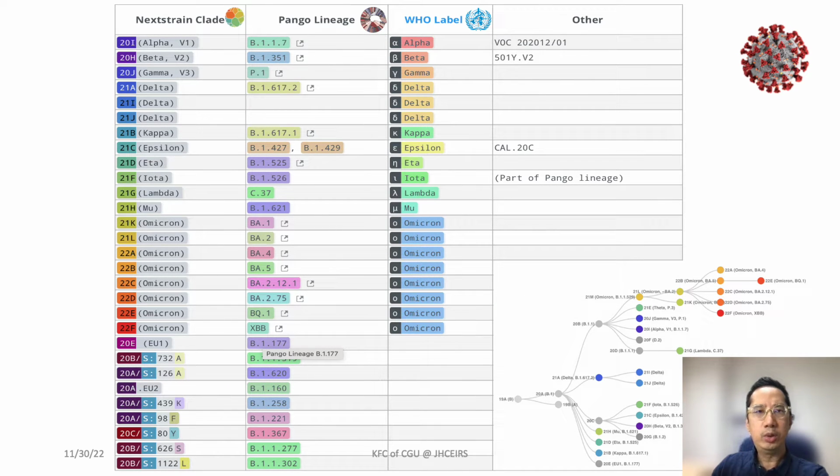So let's take a look at an illustration of these nomenclature systems. The WHO label system is the world-known simple system using Greek alphabets, so that people know which virus we are facing nowadays. As you can see, the Nextstrain clade system also has a different naming system, very different from the Pango lineage system.